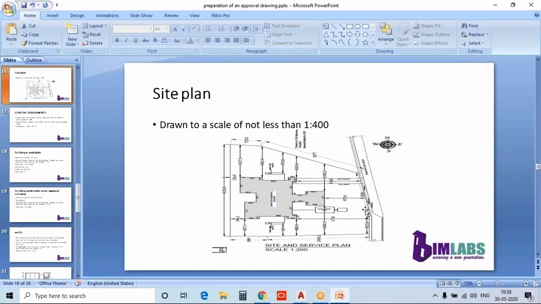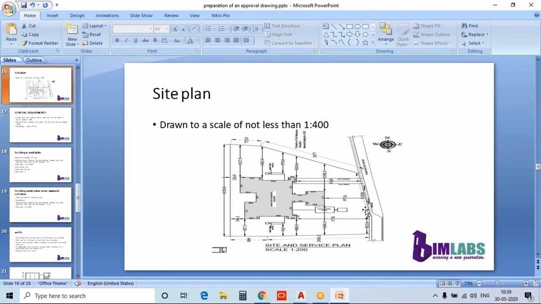You have to mention the north direction of the site. Okay, up to this you have to make these things. You have to draw your proposed building by just the hatch like this. Then the site plan should be fully dimensioned. The scale should not be less than 1:400.